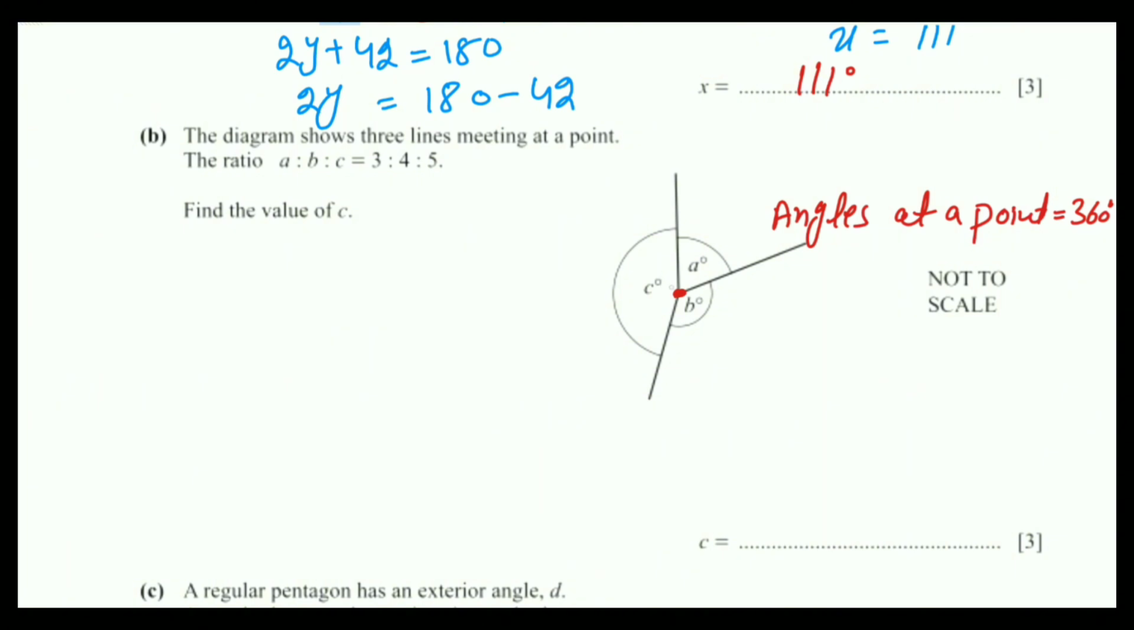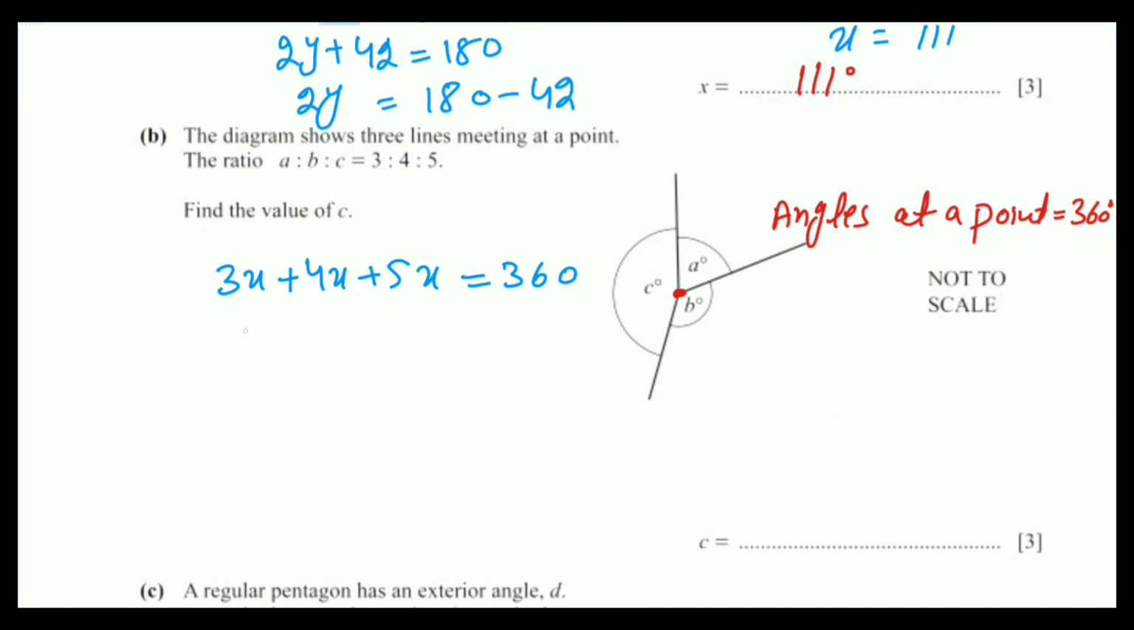So the ratio of A, B, C is 3, 4 and 5. It means that you will write 3x plus 4x plus 5x should be equal to 360 degrees. This is the equation that you can make for this question. So A is 3, so you will write 3x, B is 4, so you will write 4x, C is 5, you will write 5x. So 3x plus 4x plus 5x should be equal to 360 degrees. This is the way you will use that property here.